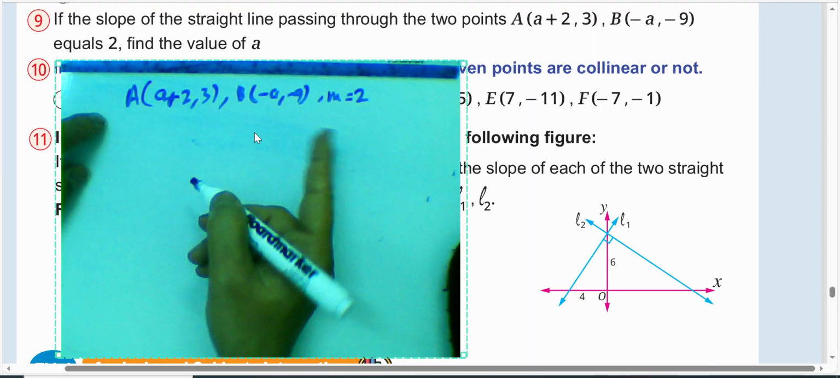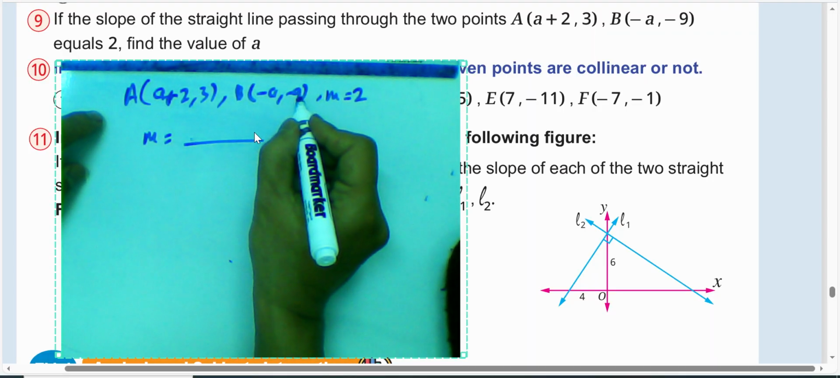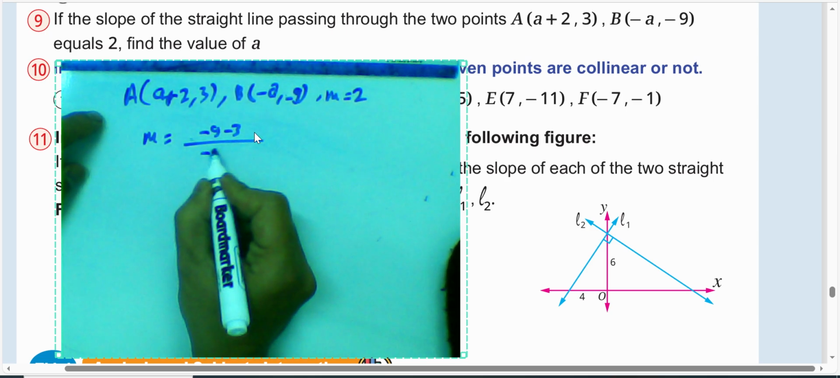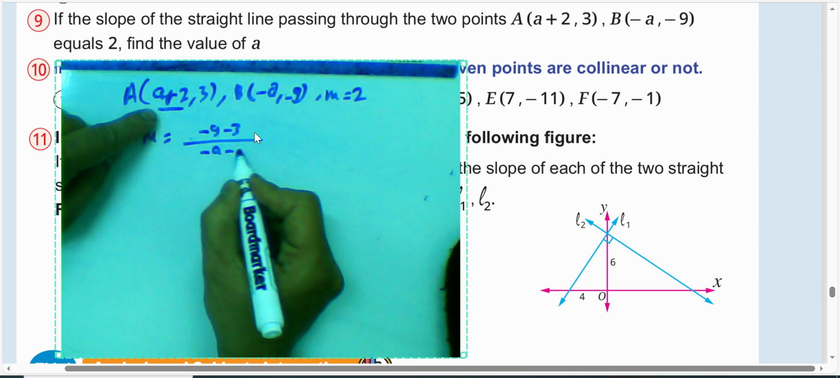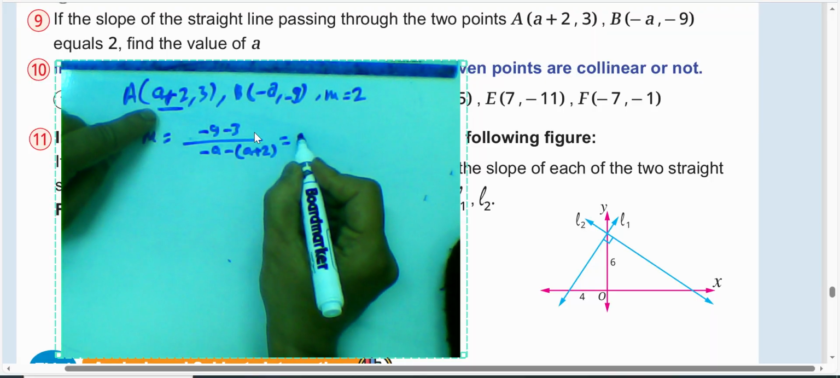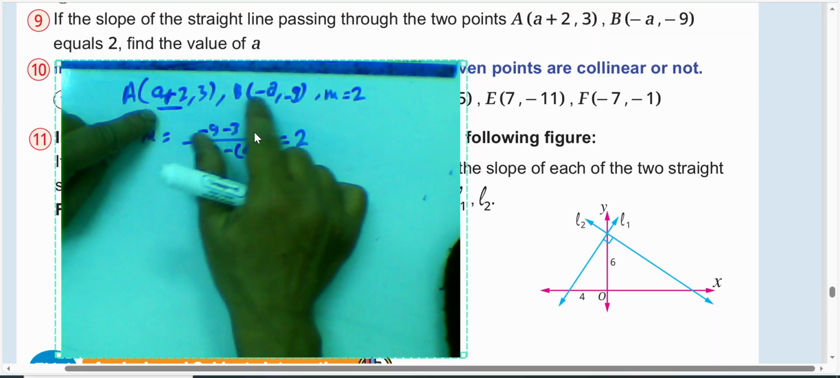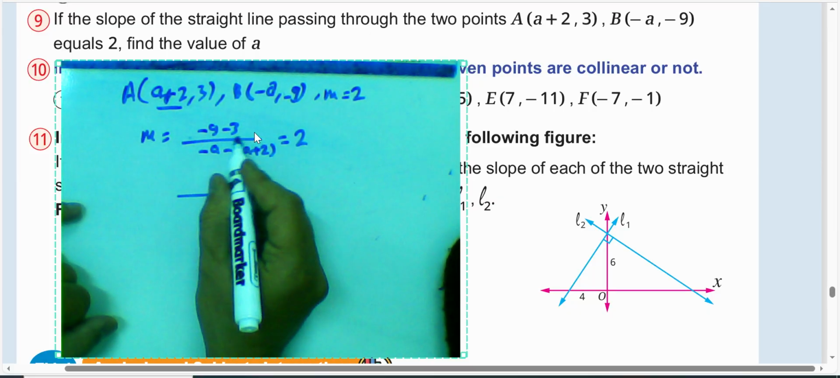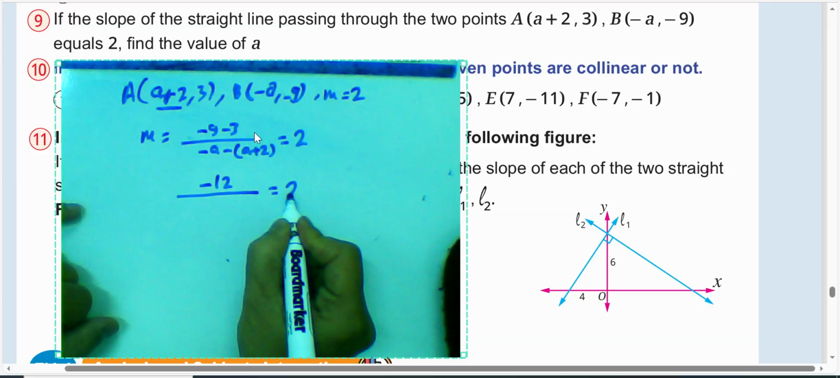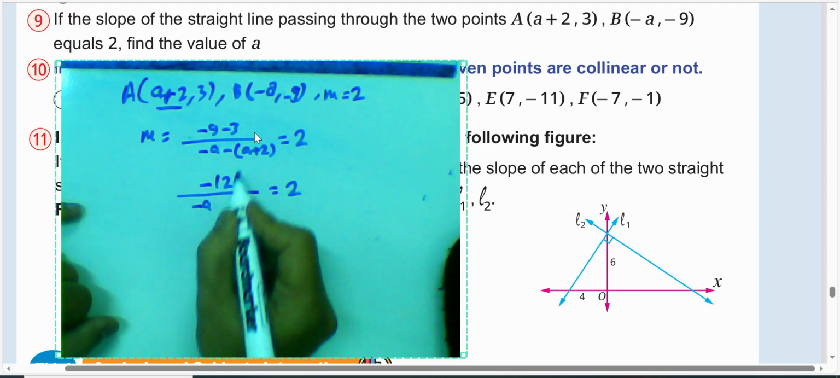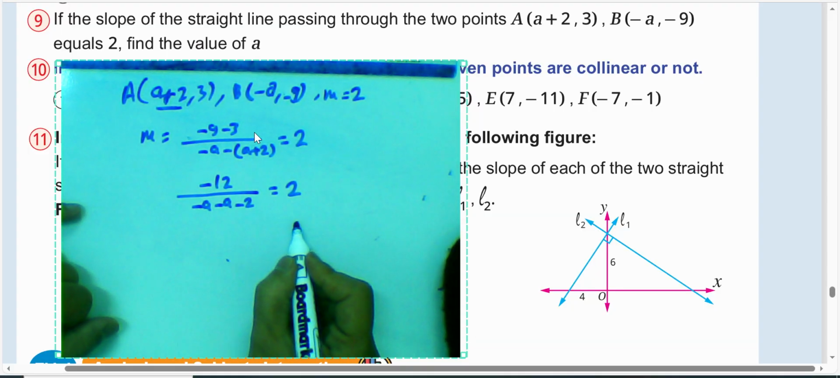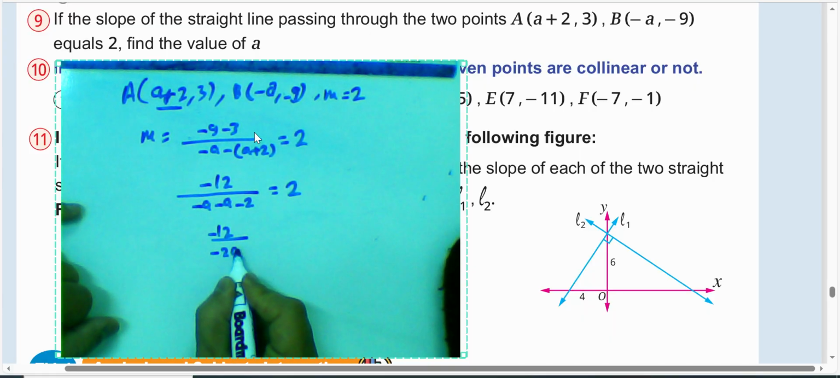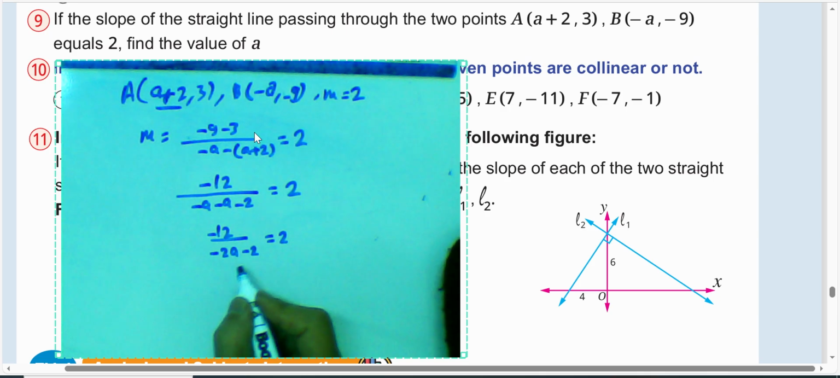The slope equals, listen, negative 9 minus 3 over negative A minus (A plus 2). We can change the sign: y2 minus y1 over x2 minus x1. Negative 9 minus 3 is negative 12, and negative A minus A minus 2. Then negative 12 over negative 2A minus 2 equals 2.